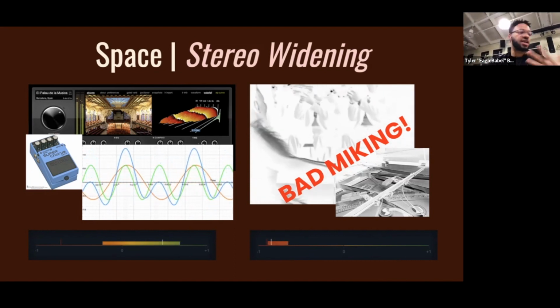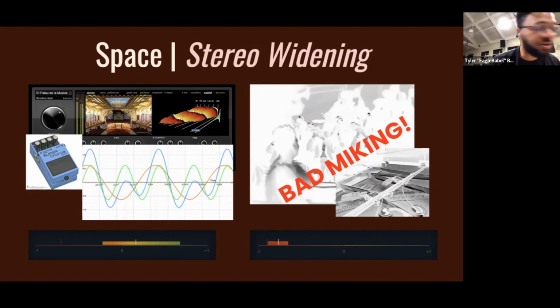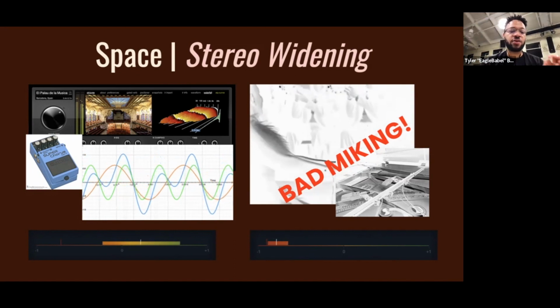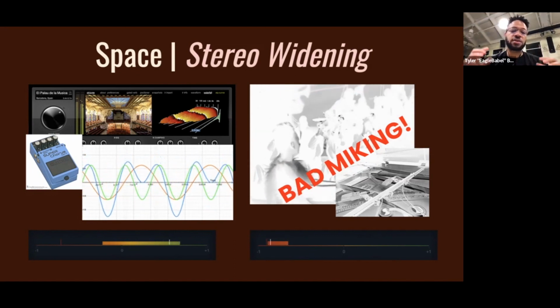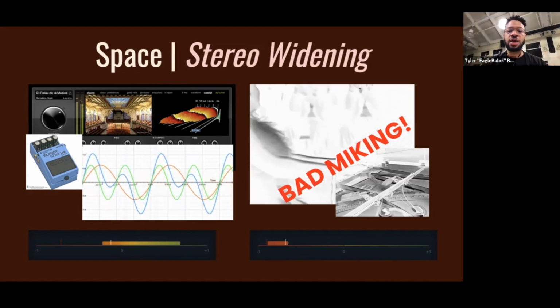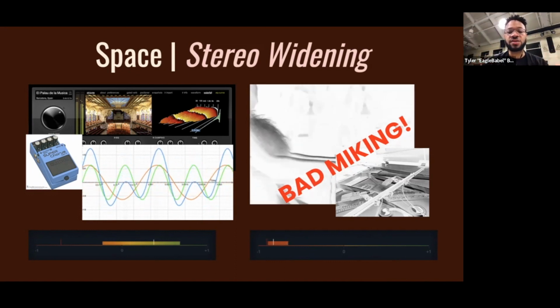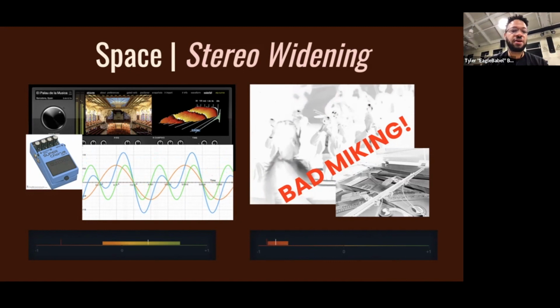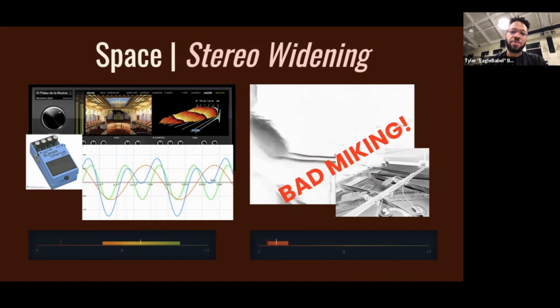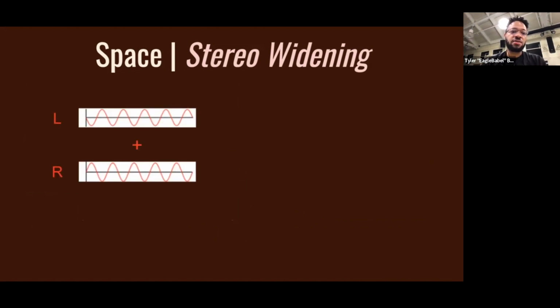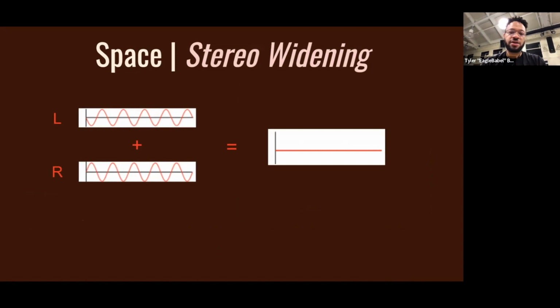So cancellation, again, if it's intentional and you want this in stereo, great. But if you want the sound to come through a mono system the same way it feels like it's coming through a stereo system, you've got to watch for this kind of thing. So that's bad miking. And when you have a signal that is perfectly out of phase with another signal, you add them together, they cancel out entirely. Again, this might be what you want.